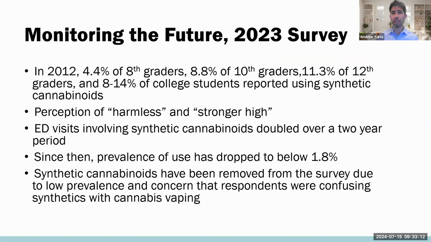We see that this is a trend among younger individuals. Particularly in the 2010s, this was a major concern among 8th graders, 10th graders, and 12th graders. There was a perception that using these products was harmless and that it would produce a stronger high. During a 2-year period, emergency department visits doubled as a result of synthetic cannabinoid use. Since this time, prevalence has dropped to below 2% on this annual survey conducted among middle schoolers and high schoolers. Because the prevalence has dropped so low, synthetic cannabinoids as a category has actually been removed from this survey, due to the low prevalence and the concern that respondents were confusing synthetic cannabinoids with vaping, when they are not actually the same.